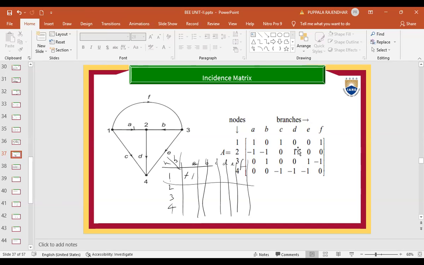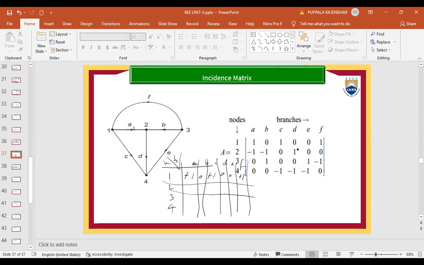Node 1 to B. 0. Node 1 to C. Plus 1. D. Node 1 to D. 0. E. 0. F. F1. +1. Very good.